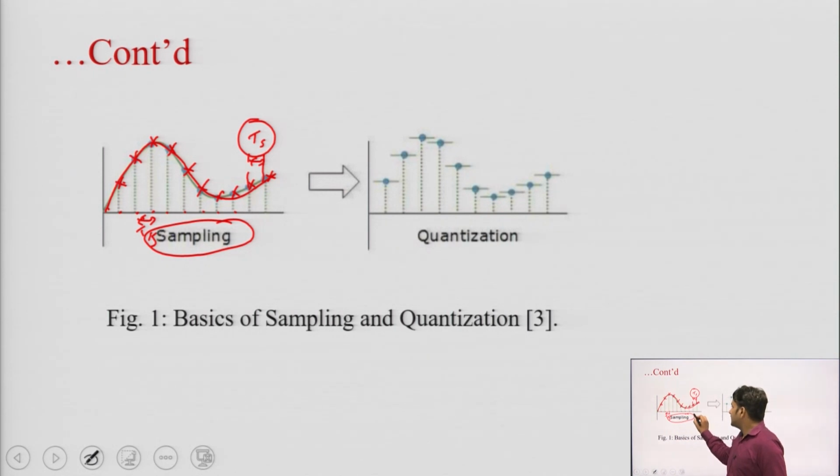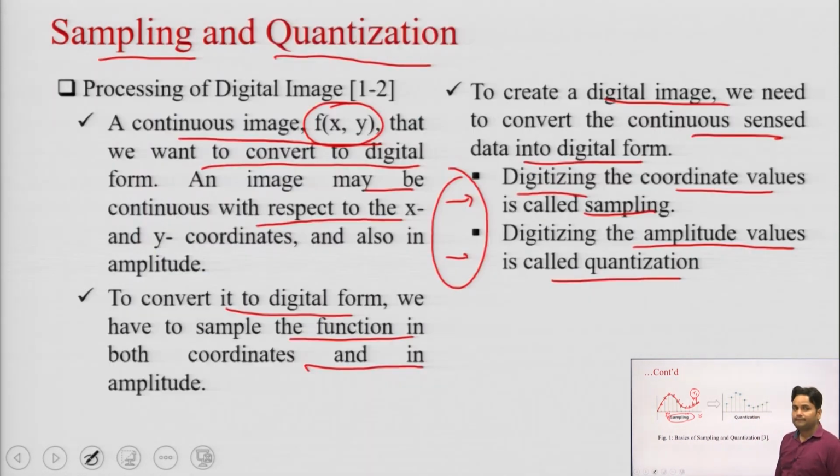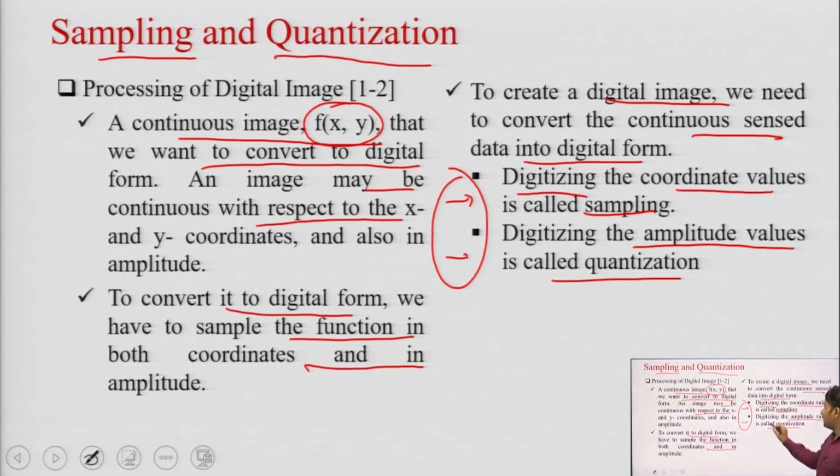Here we are digitizing the x axis, because the sampling portion we have to do. In the previous slide we also defined the sampling portion. Digitizing the coordinate values is called sampling, and digitizing the amplitude value.